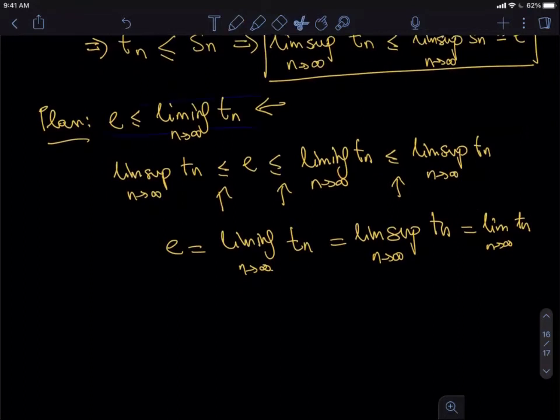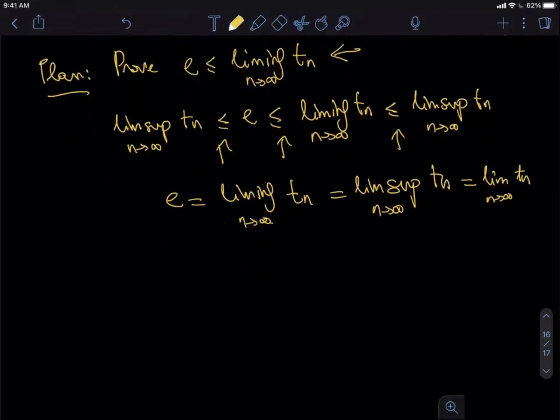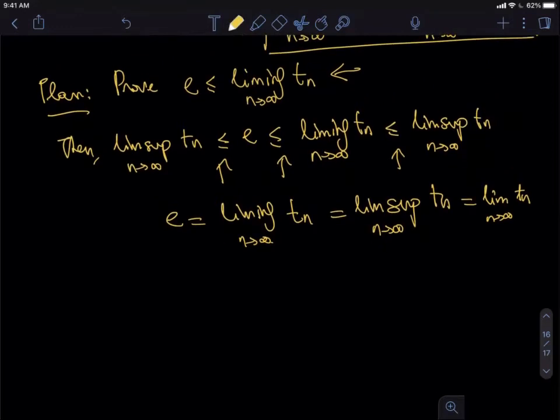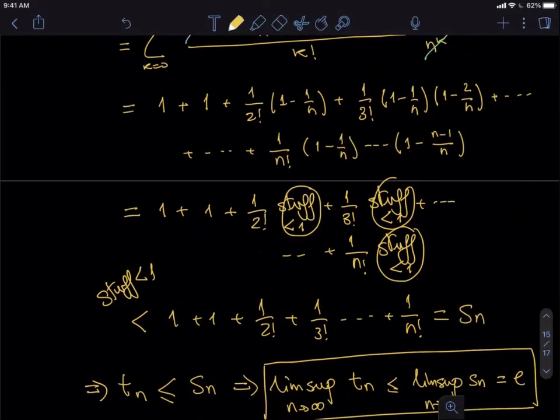Okay, so let's be clear here. The plan is to prove this, and then we can do this whole thing I said. Okay, so let's go for it. Now, notice one thing. Let's pick some number m, and let's say that n is bigger than that number m. Okay, so we have Tn, the computation I just did, which is here. I'm going to copy paste it.